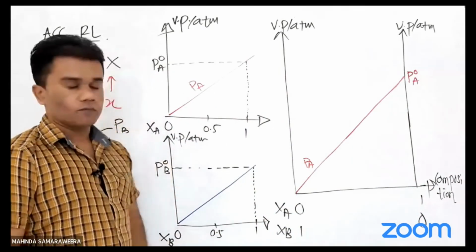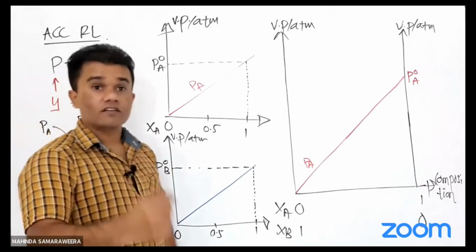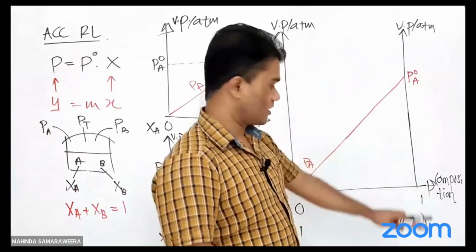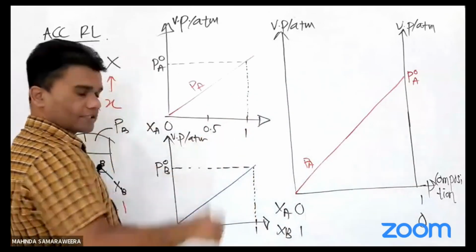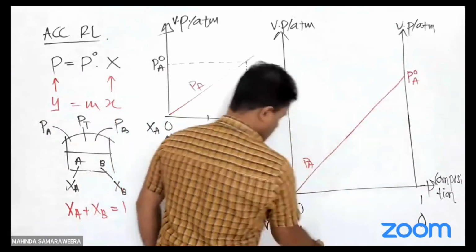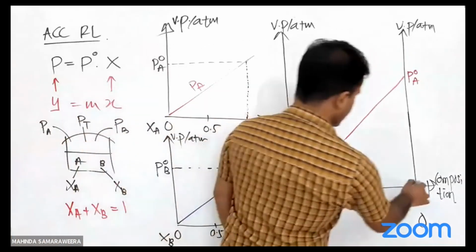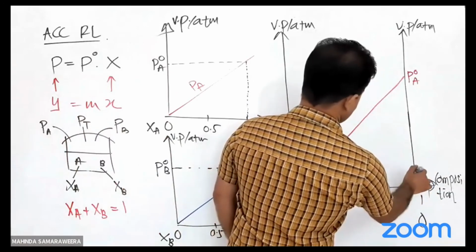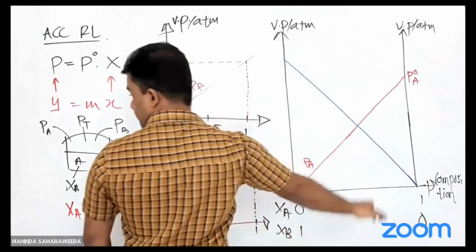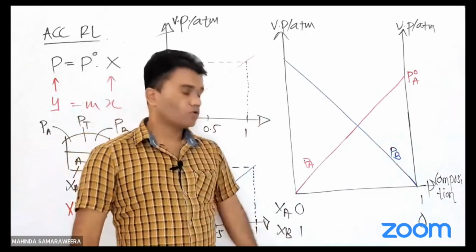What about the story for B now? The origin for B is when XB is 0. XB is 0 on this side, so for B the origin is this point. Now it linearly increases. XB increases from right to left. Then PB should increase like this. I draw it something like this. It's a straight line. So this is the variation of vapor pressure of B, PB, with respect to XB.